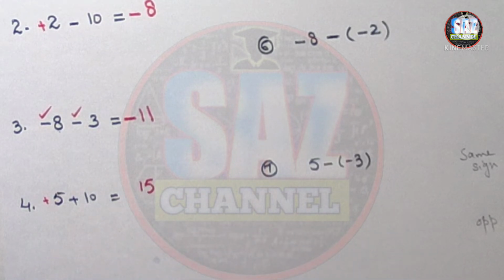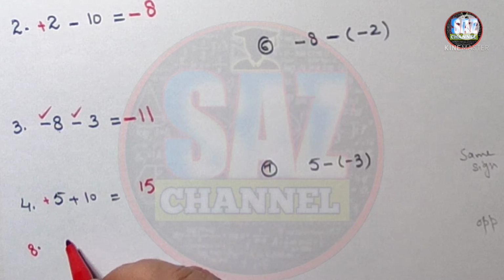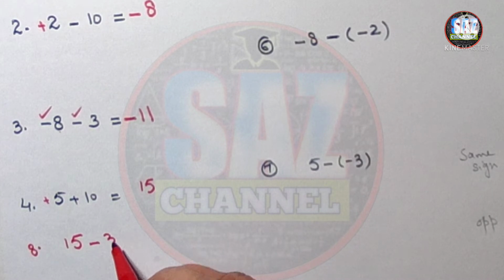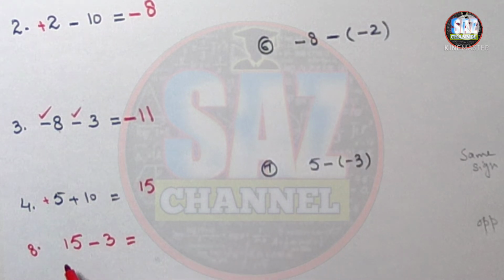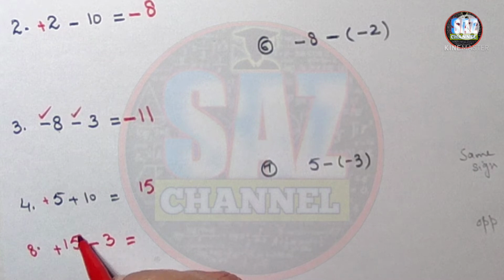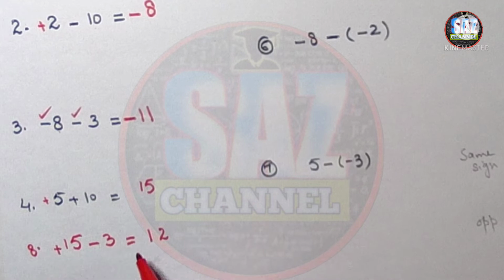Both are positive, so the answer will be 15. Now let's take one more example. Let me write question 8 here: 15 minus 3. Now look here, again we have opposite and different signs, but here the sign of 15 is positive. So we simply have to subtract, take away 3 from 15. 15 minus 3 is 12, and 12 with a positive sign.